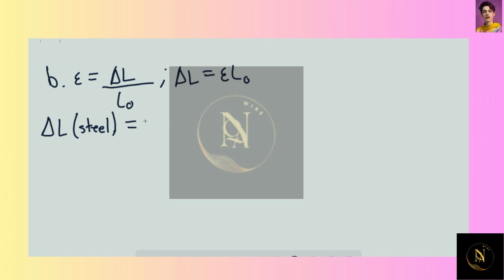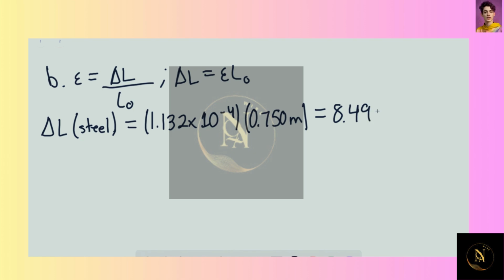And this is going to be equal to 1.132 times 10 to the negative fourth times 0.750 meters. And we find that the elongation in the steel rod is going to be 8.49 times 10 to the negative fifth meters.